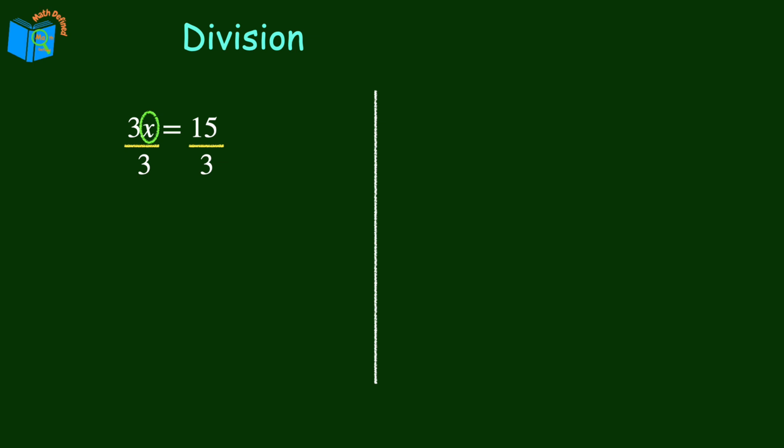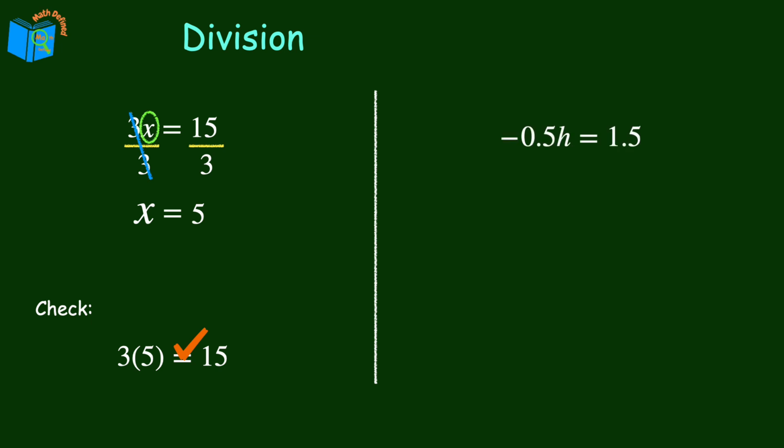On the left, the 3's cancel out, leaving x. On the right, 15 divided by 3 equals 5. We'll check by substituting x equals 5 into the original equation. 3 times 5 equals 15. Let's try this equation with decimals.